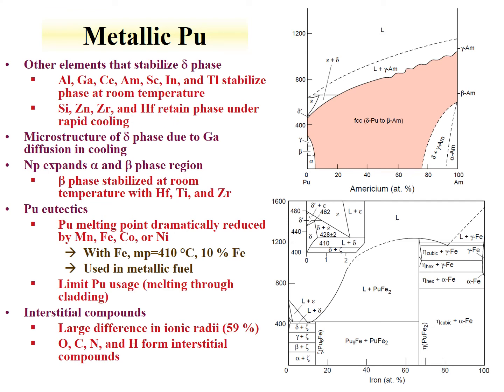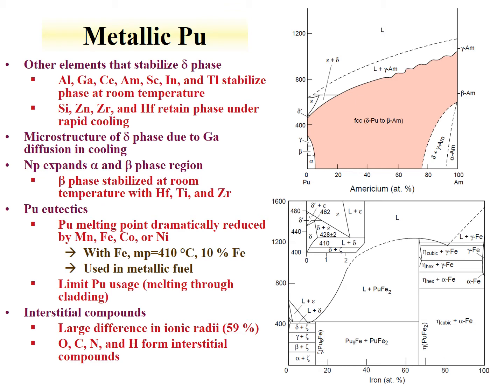As an example of the large delta phases that can be stabilized, over here is shown the delta phase for the alloys of plutonium with americium. The FCC phase is stabilized. Compare this to the delta phase stabilization by the gallium. It's relatively large for the americium, relatively low for gallium.